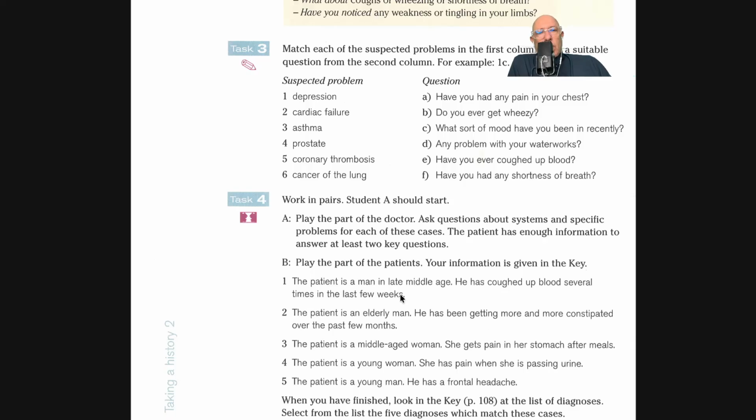The correct answer would be C. What sort of mood have you been in recently? And of course, there's a variety of different ways to ask all of these questions. 2, cardiac failure. And the best answer for the best question here would be F. Have you had any shortness of breath? For asthma, the best question would be B. Do you ever get wheezy?